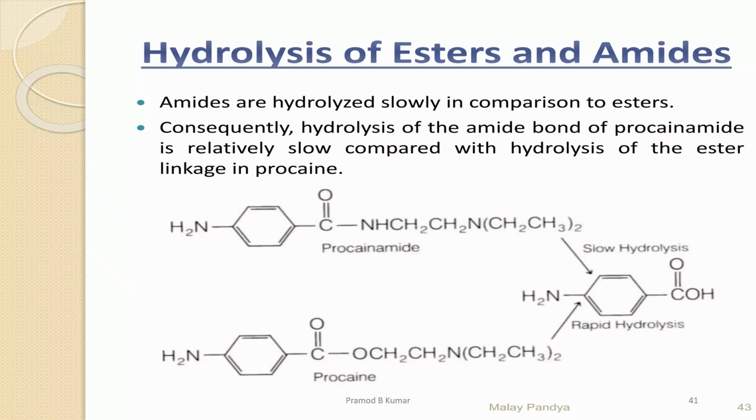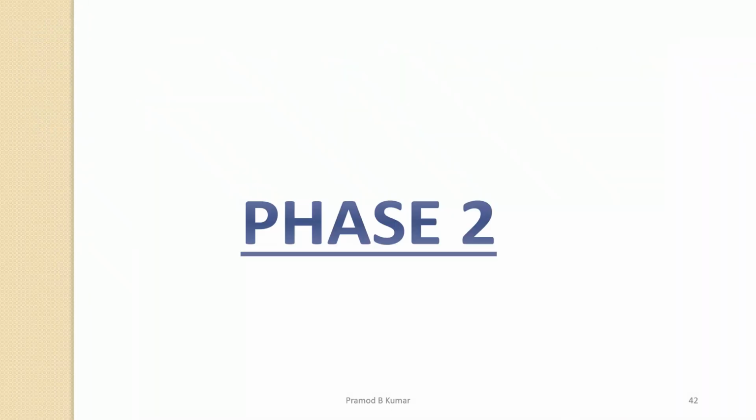Other examples of this are hydrolysis of amides. So you have procainamide, where there is an amide bond and a diethylamino group, whereas in procaine it is an ester and in procainamide it is an amide. Breaking of the amide bond is slower than that of the ester bond. So this ester bond gets easily broken to give para-aminobenzoic acid and diethylaminoethanol. So this is hydrolysis of ester and amide.